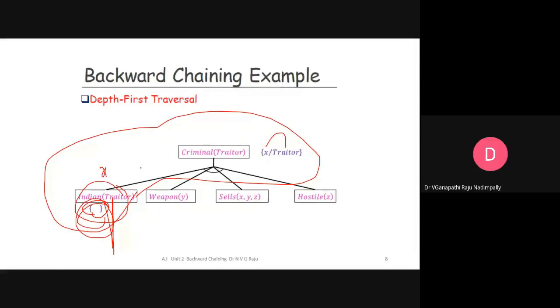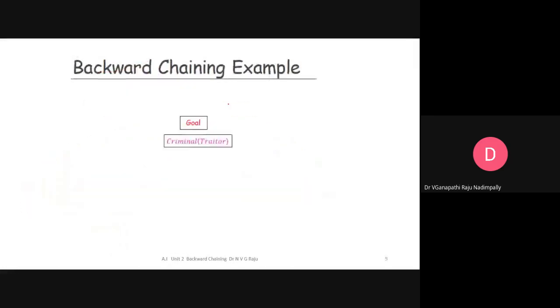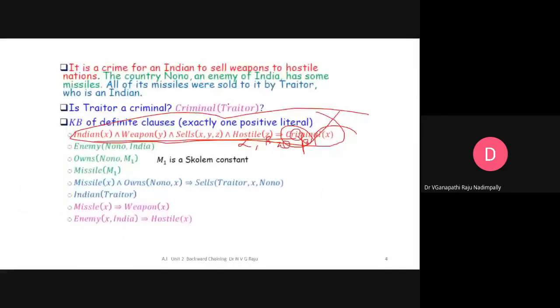Yes, yes. Now we have to concentrate on the values of Y. First, we'll concentrate on Y. From this statement, what can be considered as Y? Weapon of Y. Now, what can be called a weapon of Y from these statements? Can I consider these statements, Missile of M1 and Owns of Nono, M1? Can I consider these two statements to prove the value of Y?